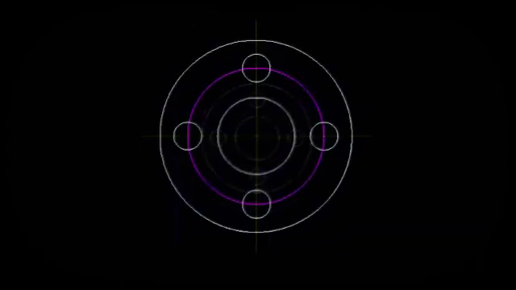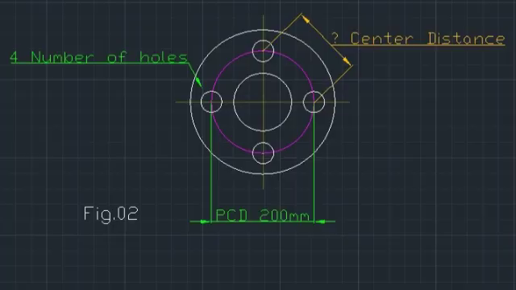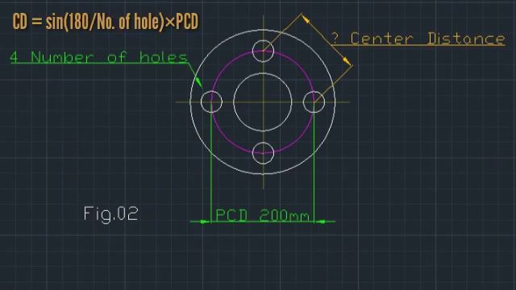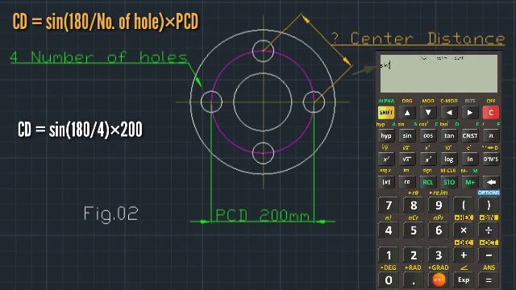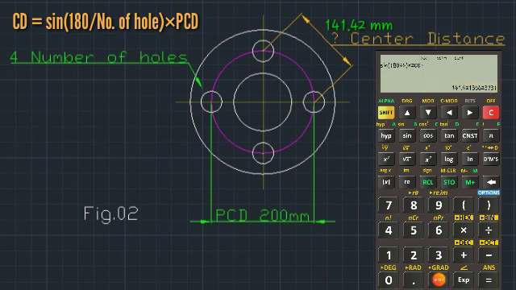Then we proceed to figure 02. Again, we use the formula: center distance equals sine 180 over the number of holes, times PCD. The PCD is 200. Take a look at the calculator: that is 141.4213 mm. So that is the distance of the holes on figure 02.